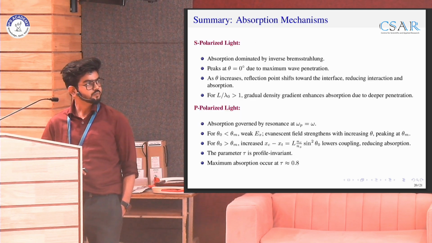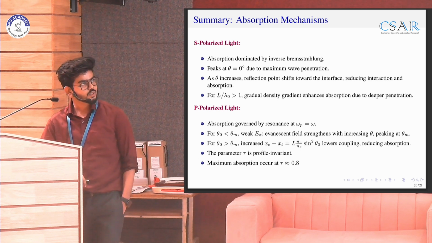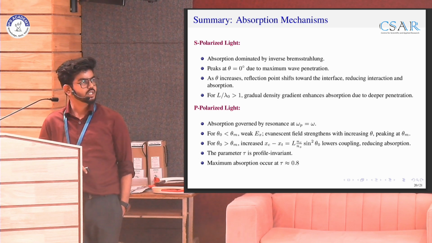In the case of the absorption mechanism, for S-polarized light, absorption is dominated by inverse Bremsstrahlung and peaks at theta equal to 0 degrees. When theta increases, the reflection point shifts toward the vacuum-plasma interface, reducing interaction and the absorption. For scale length greater than 1, a gradual density gradient enhances absorption due to deeper penetration.